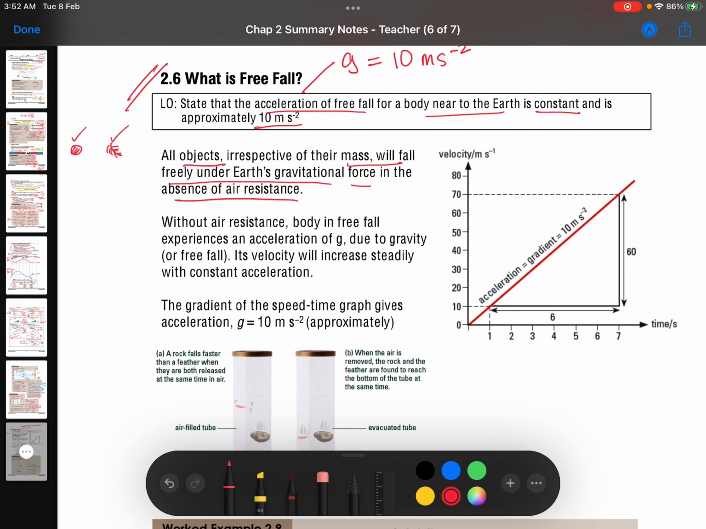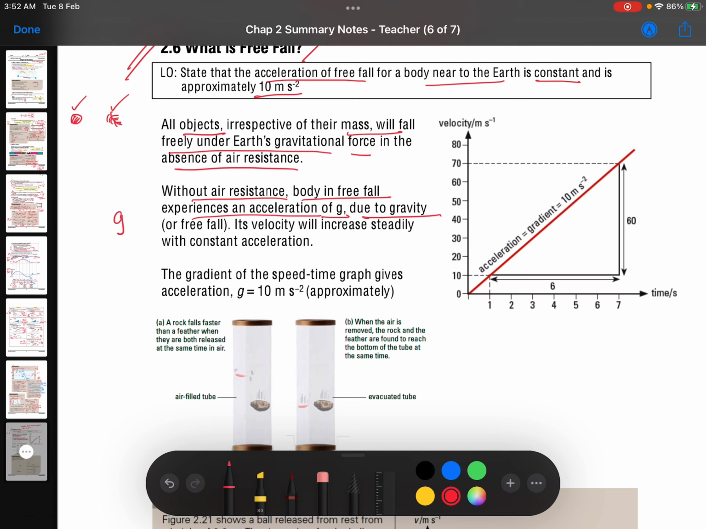So without air resistance, a body in free fall experiences an acceleration of g, which is due to gravity. In other words, free fall. So g is the acceleration due to gravity of free fall. So what happens is that initially the velocity will be 0, which is here. I think better use a different color. Okay, you start off at 0, but your velocity will increase steadily with constant acceleration. Now this constant acceleration is what you see on the graph here.